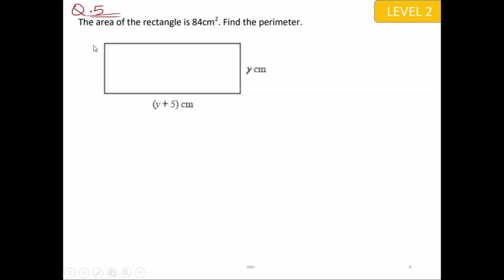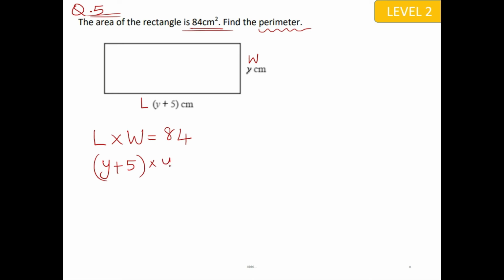In this question, you have the area of the rectangle given to you, which is 84 centimeters square. You are asked to find the perimeter. Now L times W gives you 84. My L is here and my W is marked. So (y plus 5) times y is equal to 84.